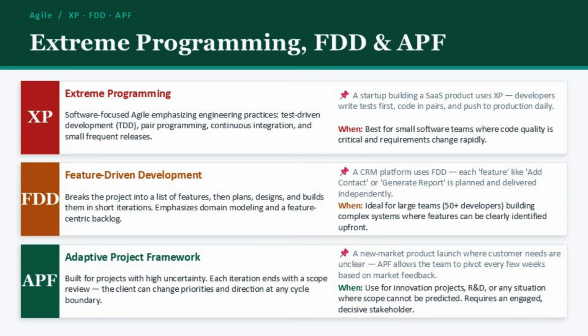Finally, the Adaptive Project Framework, or APF, is designed for projects where you genuinely don't know what success looks like at the start. At the end of every iteration, the client can change the scope and redirect the project entirely. This is the right tool for innovation work, new market entries, R&D, and any situation where customer needs are unclear. But it requires a client who is engaged, available, and decisive, because APF demands real-time input to function.